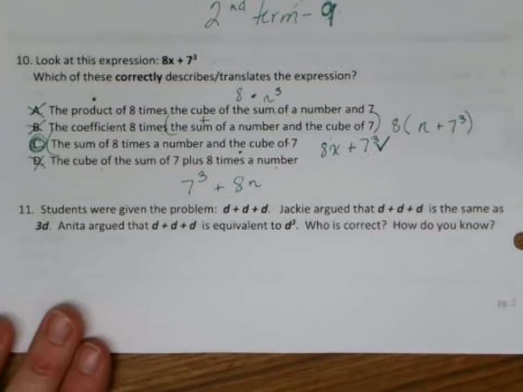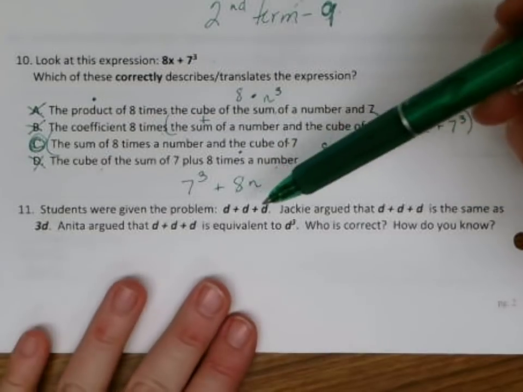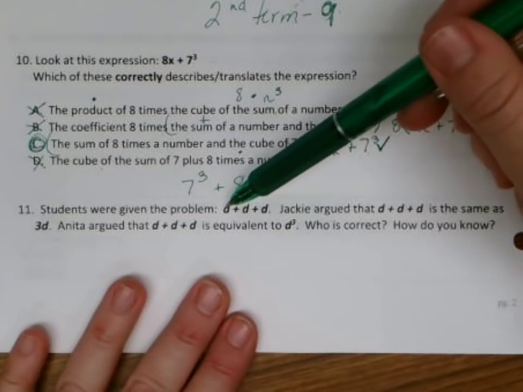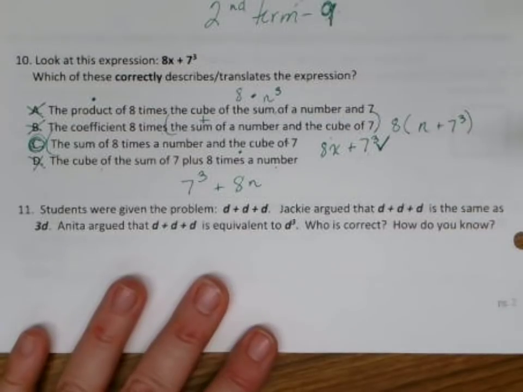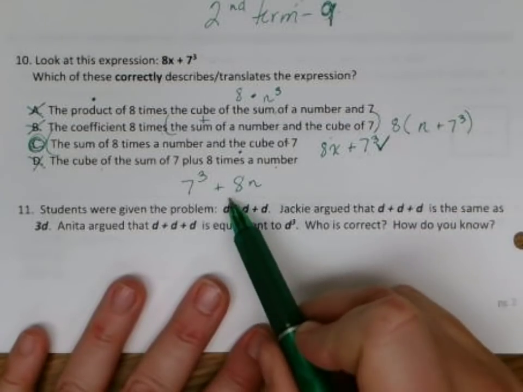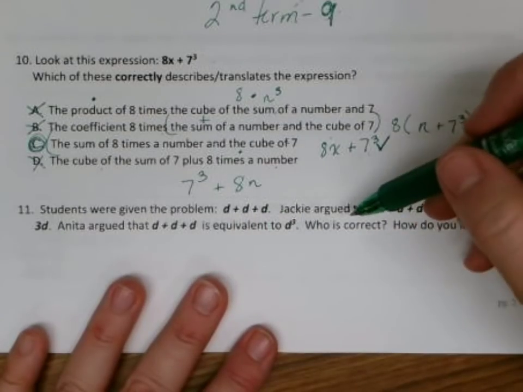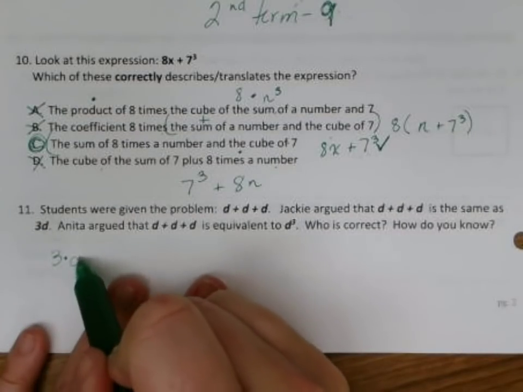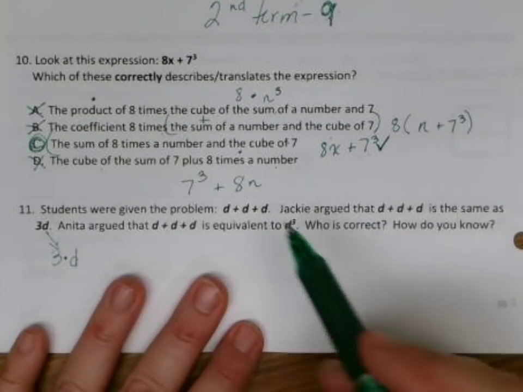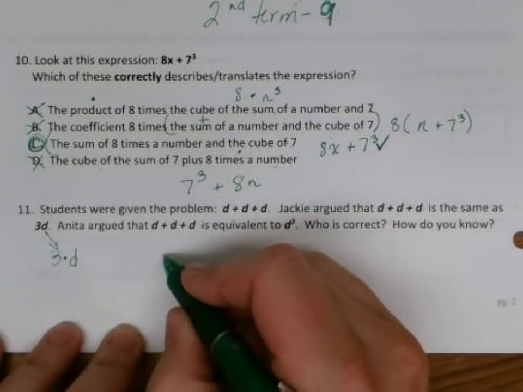Well, first of all, when we were talking about our exponents, we know that exponents were multiplication. And we know that when we're adding numbers, we're grouping them, we're gathering groups of them, we're collecting them like we did when we were doing our like terms. So this has 1D, 2D, 3Ds. So Jackie said that it means 3 times D. All right. Anita is arguing that D plus D plus D is D cubed.